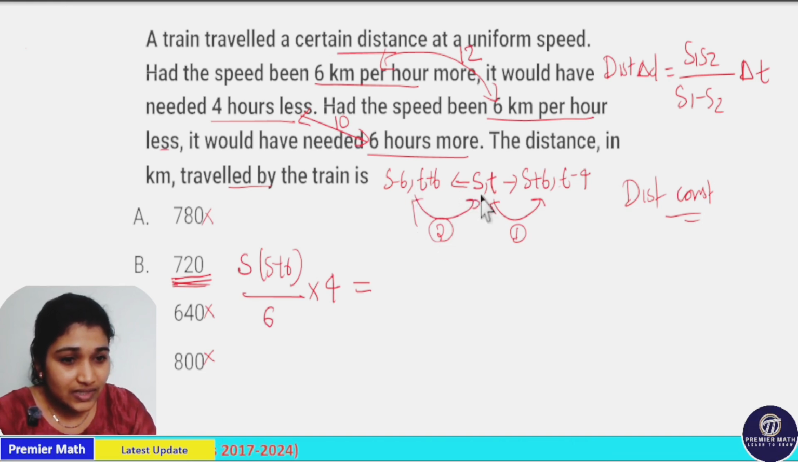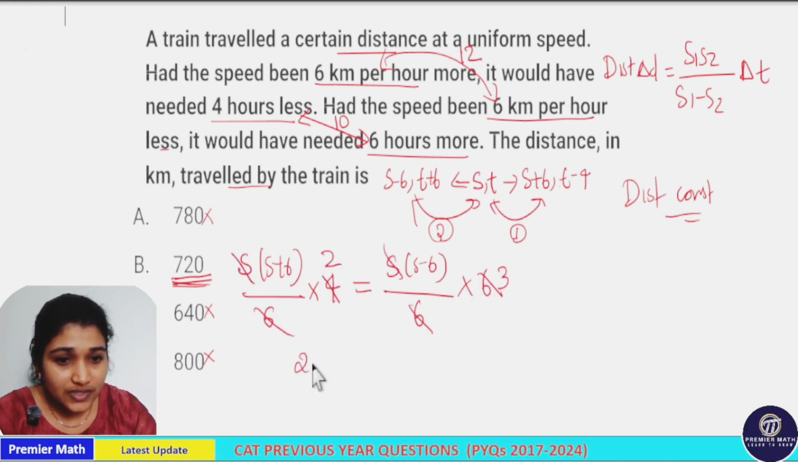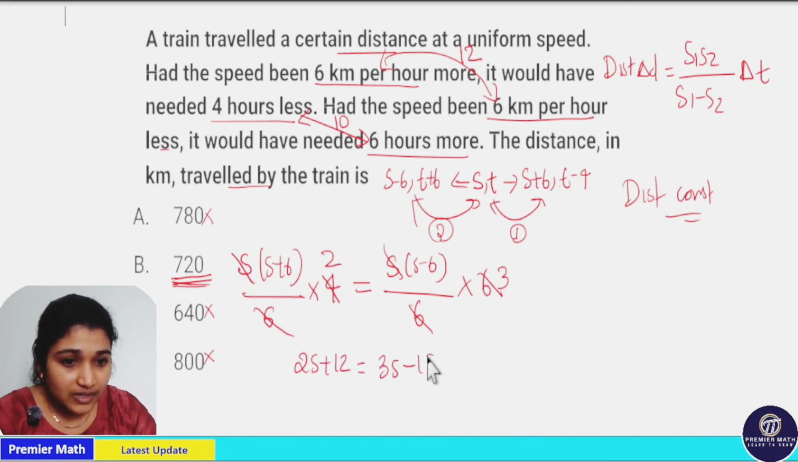So in the second condition, the first speed is S and the second speed is S minus 6, so the difference in speed is 6. The difference in time is T and T plus 6, so the difference is 6. Now cancel 6 and cancel S, and here you can cancel with 2. 2 goes 2 times in 4, 3 times in 6. Now 2s plus 12 is equal to 3s minus 18.